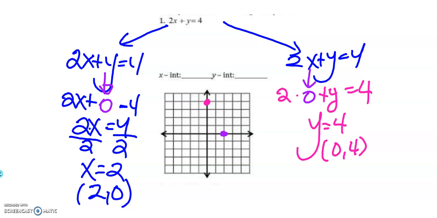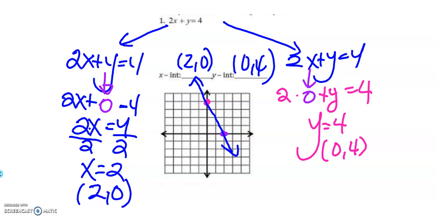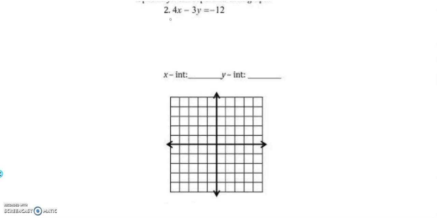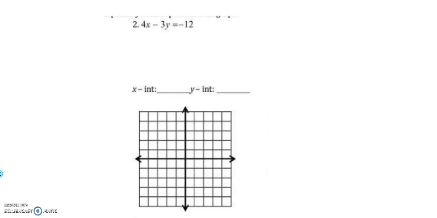Now I have my x-intercept, which was 2, 0. My y-intercept, which was 0, 4. And I'm able to just draw a line to connect them, and I've graphed my linear equation. Let's try a couple more. So I'm going to write my equation.